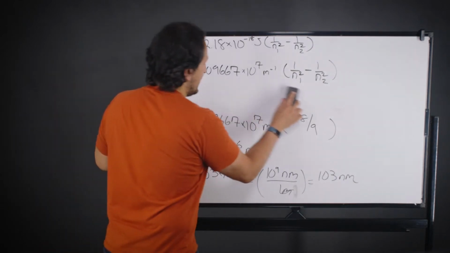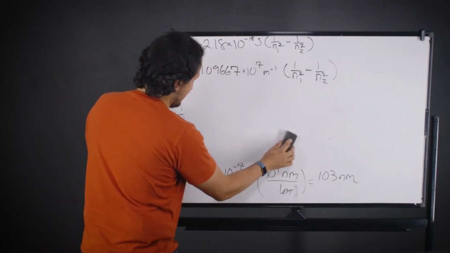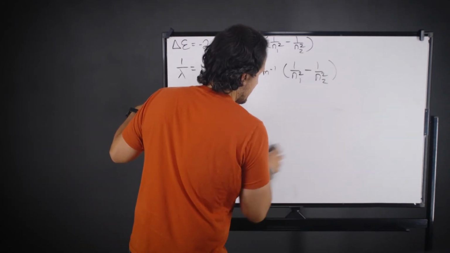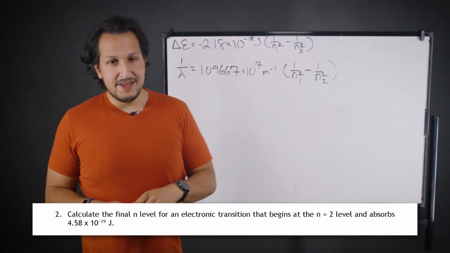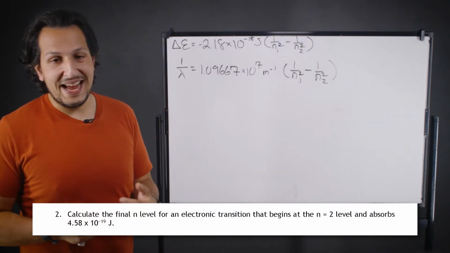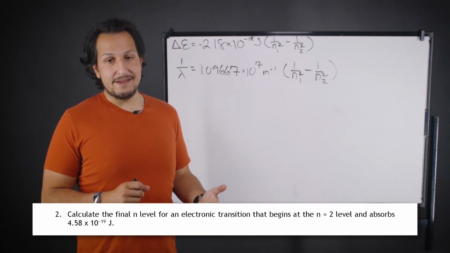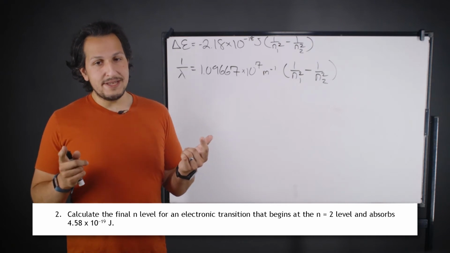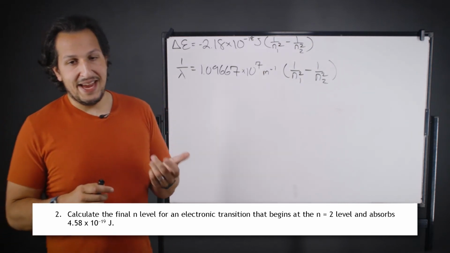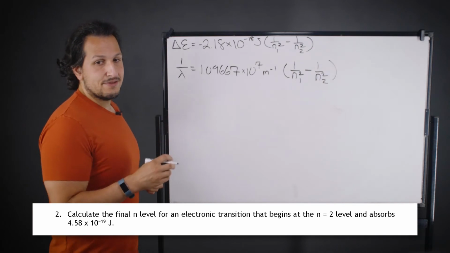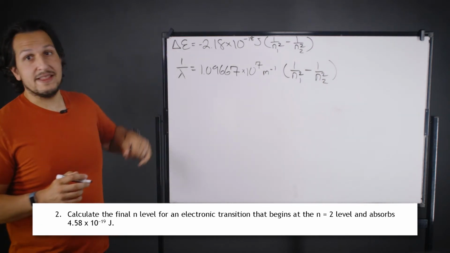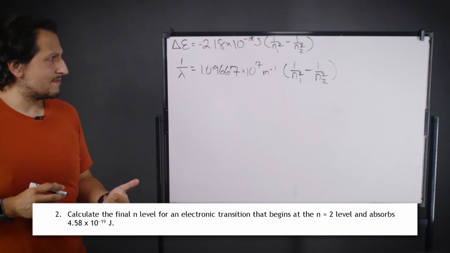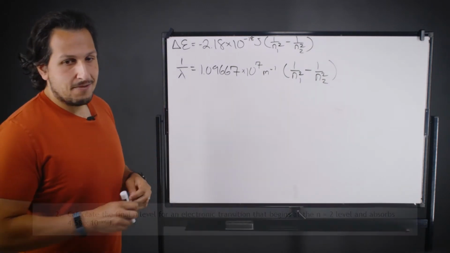So I'm going to erase this guy, but I'll leave our equations up because it's handy. All right, it says to calculate the final n level for the following transition. We know it starts at 2, and it absorbs 4.58 times 10 to the -19 kilojoules. So we have to use this one. They tell us an energy, and they tell us our initial energy level.